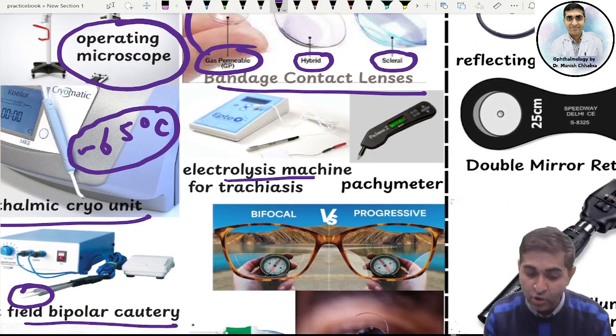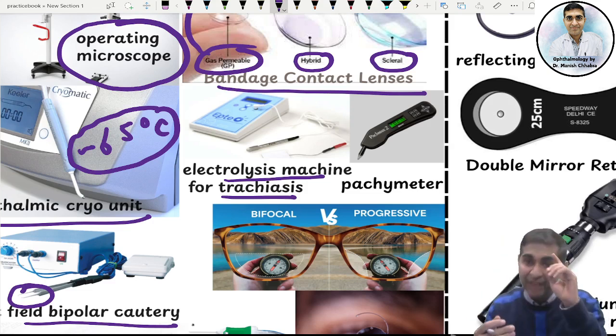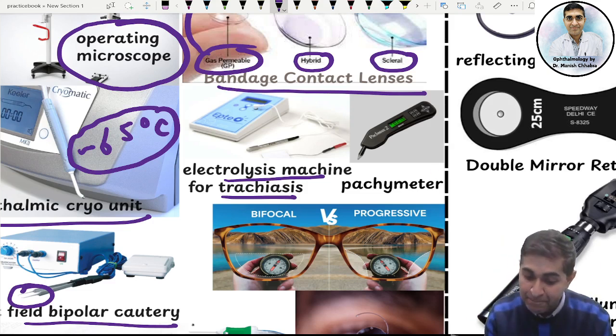Then there is the electrolysis machine for trichiasis. What is trichiasis? It is misdirected eyelashes. You need to remove the misdirected eyelashes, so you can go for electrolysis, which helps in removal of the eyelashes.